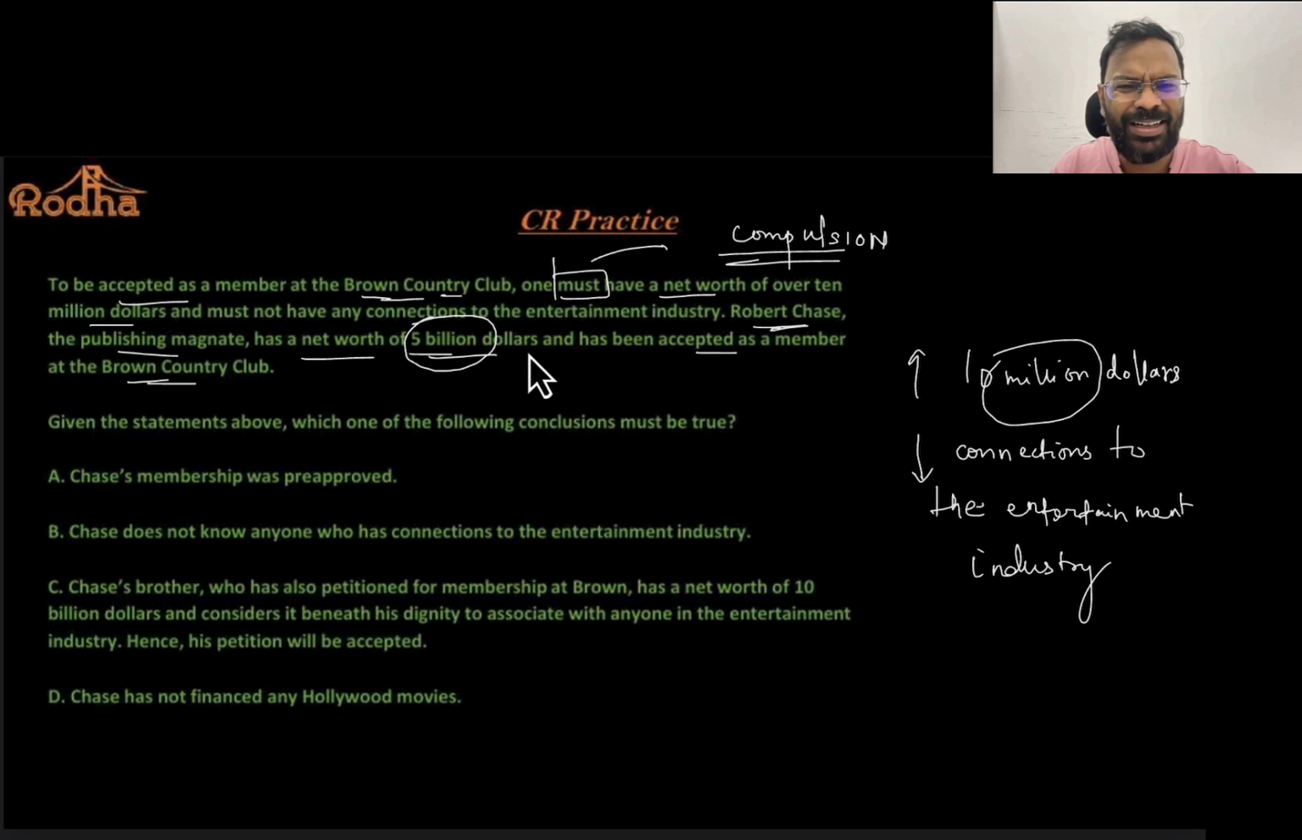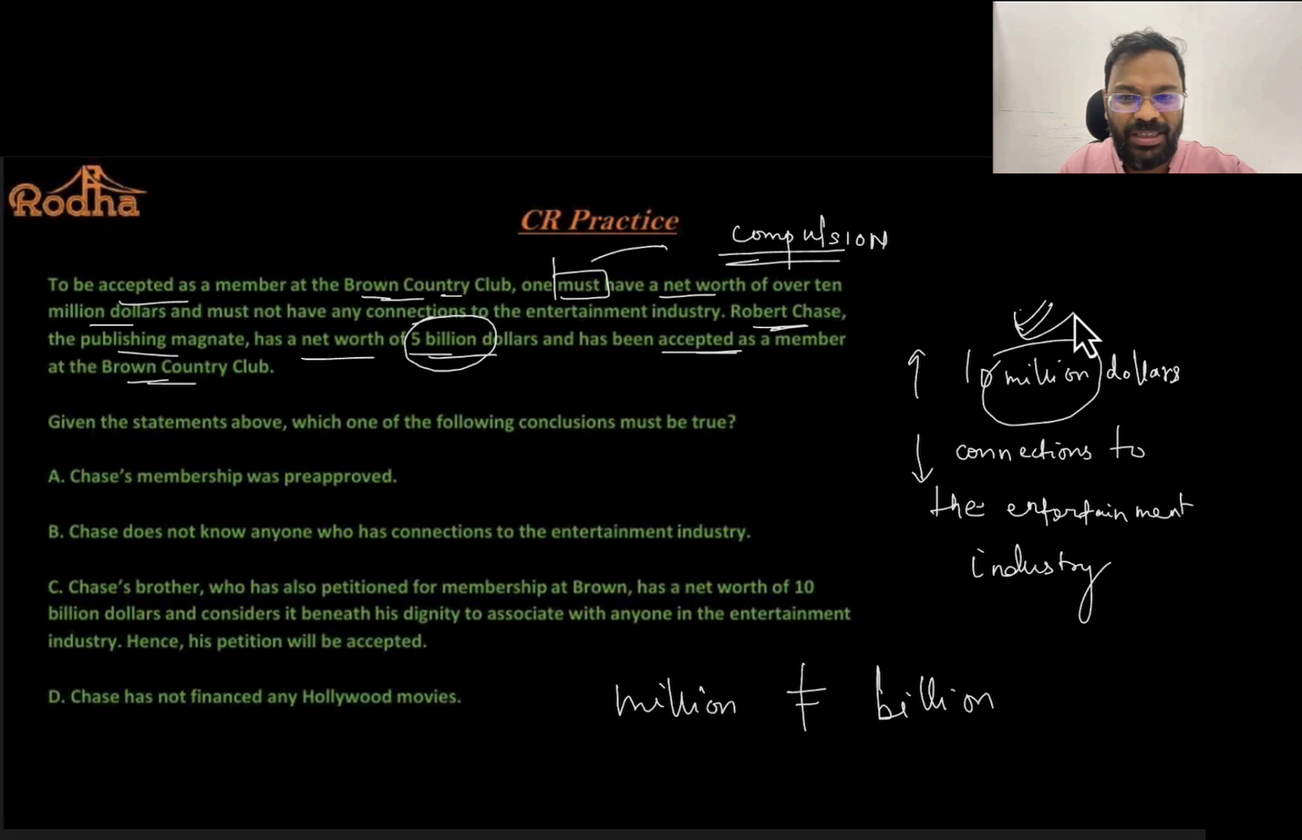Oh, $5 billion, and how has he been accepted? Because it should have been over 10 million. But retrospectively, when I came back to this question, I realized, oh shit, this was an oh shit moment. Billion is not equal to million. So okay, I am actually accepting this condition for Robert Chase. So pretty easy question if you look forward to it, but I'll show you where it gets tricky. It says, given the statement above, which of the following conclusions must be true? So maybe I need to show that he has no connections to the entertainment industry, directly or passively.